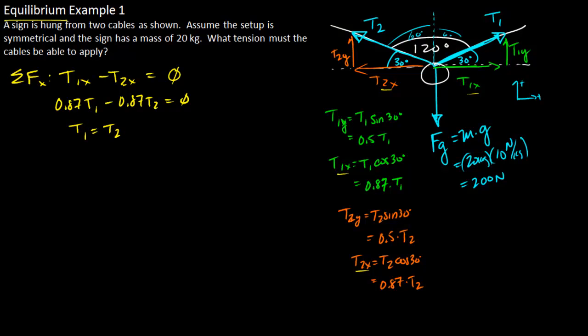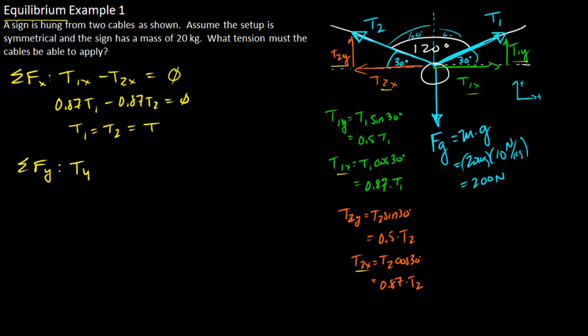This may seem trivial, but it's important here because it allows us to get rid of a variable. If T1 equals T2, we could just call them both T. And this tells us we don't really need any of our 1 and 2 subscripts here, that both tensions are identical in size. So when we go to the y direction, you'll see how this is useful. In the y direction, we have T2y plus T1y, but we can call them both just Ty's because the x equation told us that T1 and T2 are the same.